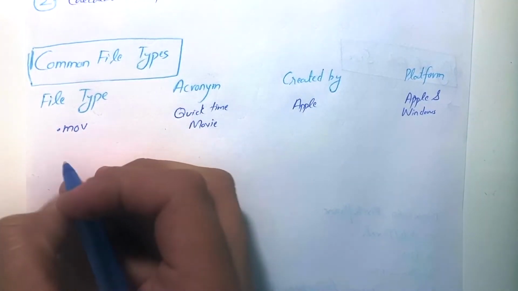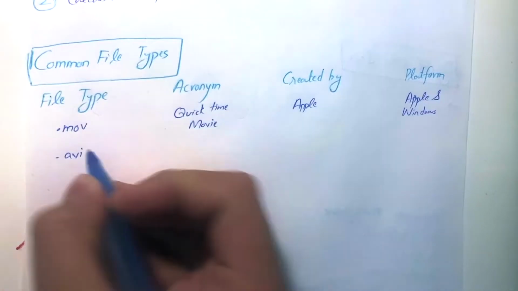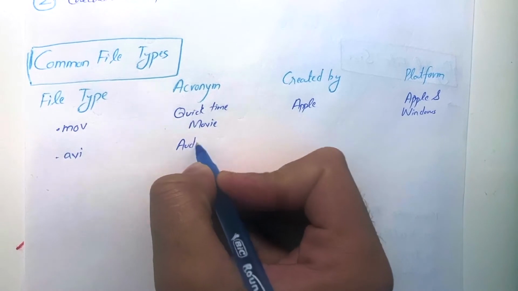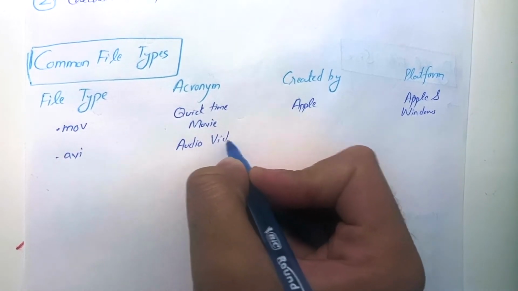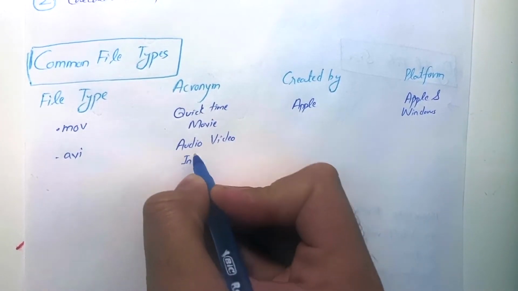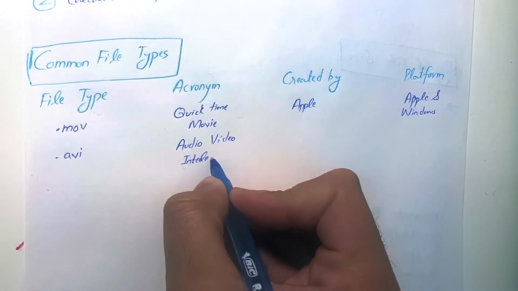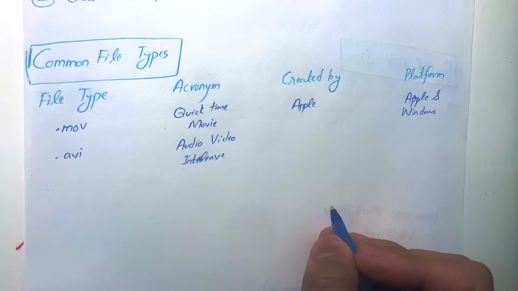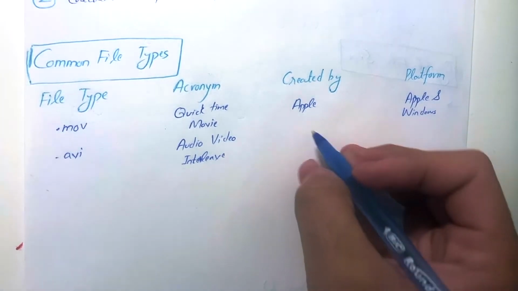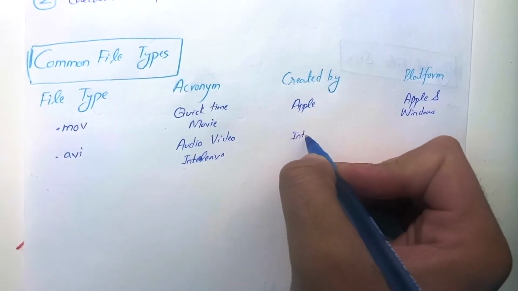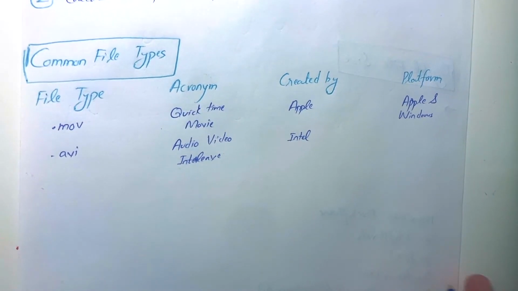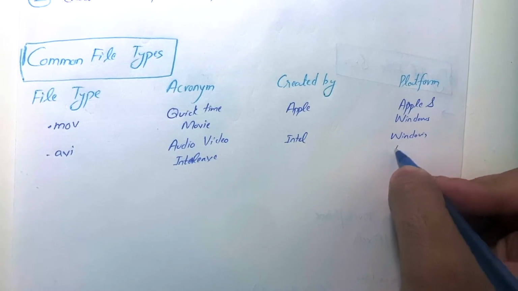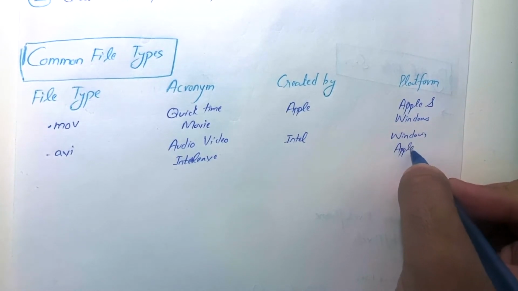Another one is .avi. .avi stands for Audio Video Interleave. And this particular standard was created by Intel. Specifically, it was designed for Windows, but you can also watch them on your Apple machine as well.